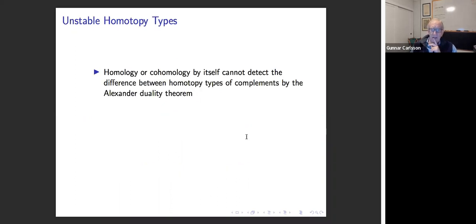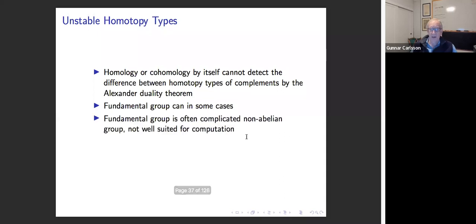Okay, so homology or cohomology by itself cannot detect the difference between these homotopy types of complements, by the Alexander duality theorem. But fundamental groups definitely do, right? So fundamental groups can, as they do in the case of knot complements, where it's the primary invariant. But let me say, computationally, more power to people who study knot complements.